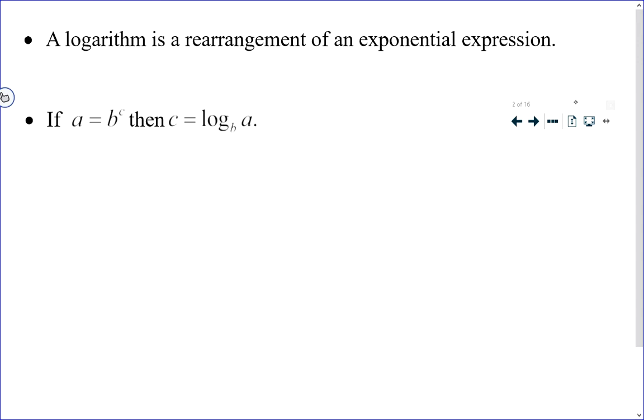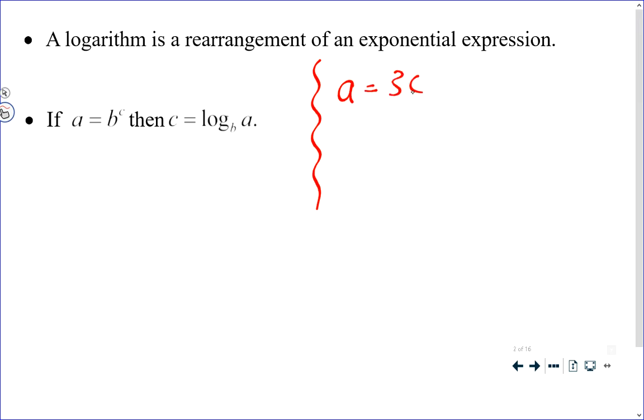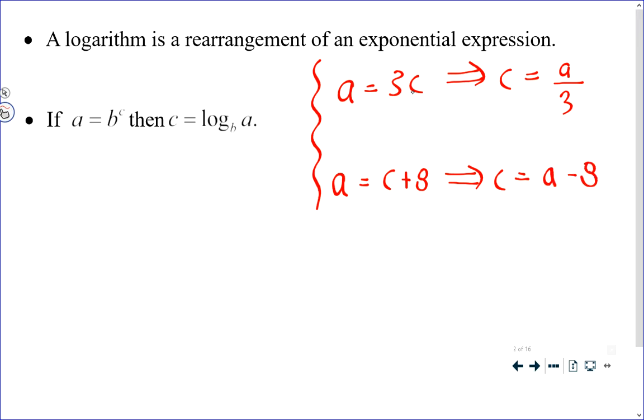I'll get to what that is in a second, but if I told you that a was equal to 3c, and I said to you, rearrange that for c, I don't think too many people would blink an eye here. You would think about it for a minute and say, oh, c is equal to a divided by 3. I have to do the opposite of multiplying by 3, and the opposite of multiplying is dividing. If I told you that a was equal to c plus 8, and I said to you, what is c? You would say, well, c is equal to a minus 8. And in fact, these expressions are the same expressions. They're just disguised differently. They're rearranged differently.